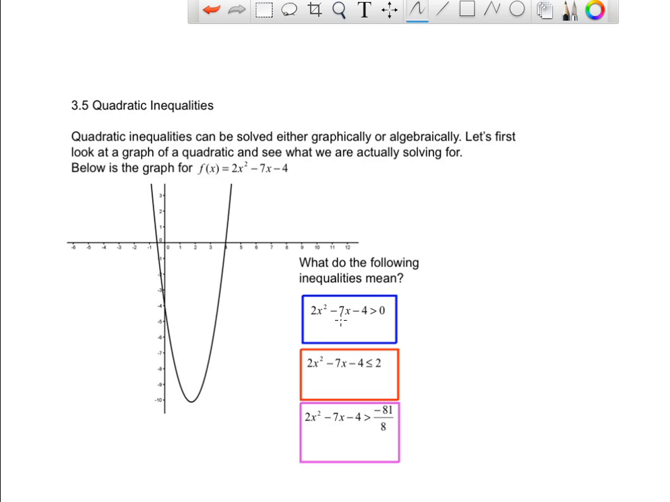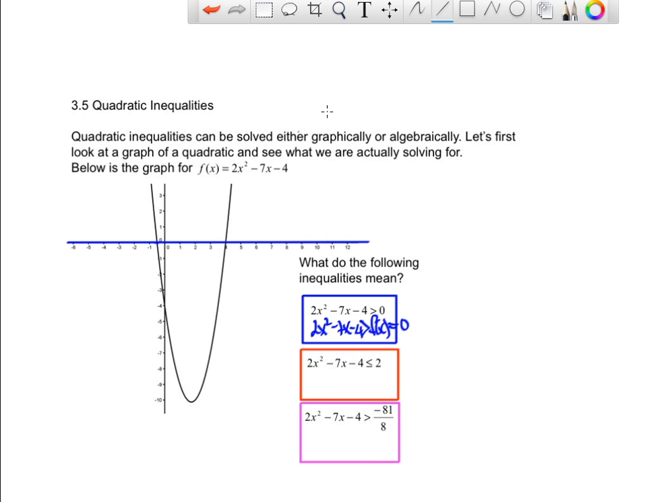It says 2x squared minus 7x minus 4, that is this particular parabola, needs to be above or greater than 0. Well, what you have here on the right side, that is the function values that you're looking for. So we're actually being asked to solve this. When is the function value above 0? Well, graphically that's pretty easy to see. 0 means that you are right here.